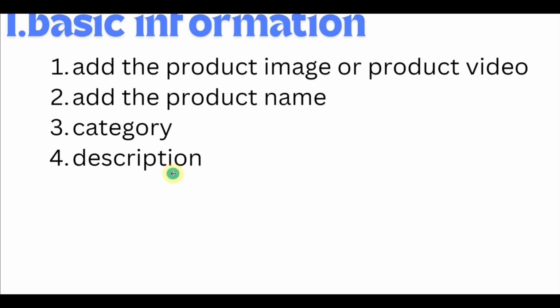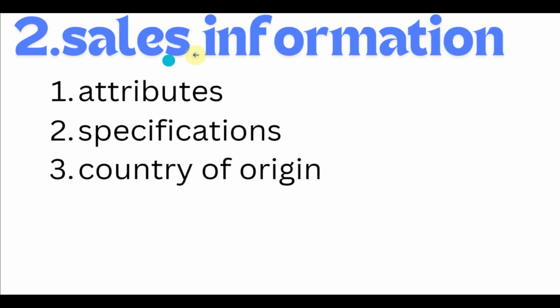And for your information, guys, just a reminder that for all of this you just need to go back to Taobao and then get the product image and the product video. All you need to do is to save the images there or copy some descriptions and then paste them on this product. So here, guys, is the sales information where you can see the attributes, the specifications, and the country of origin. So you are going to add this one, guys.